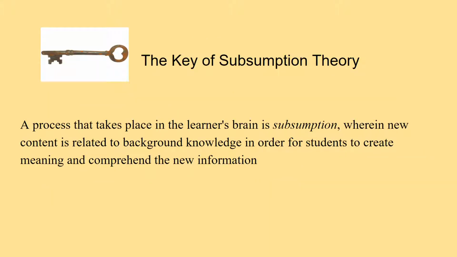According to this theory, the acquisition of knowledge is based on the actual processes that occur during learning. The key process that takes place in the learner's brain is called subsumption, where new content is related to background knowledge in order for students to create meaning and comprehend the new information.